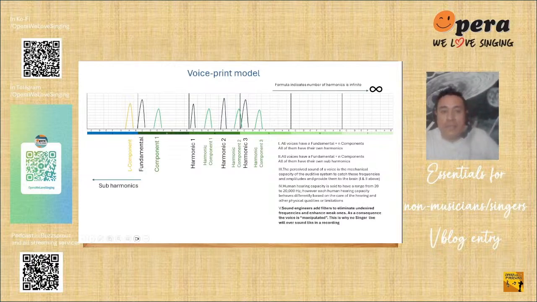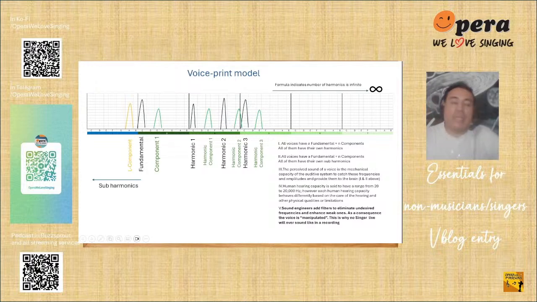Now, also, this is very important. Sound engineers add filters to eliminate undesired frequencies and enhance weak ones. As a consequence, the voice is manipulated. And this is the explanation why singers and recordings sound different live.